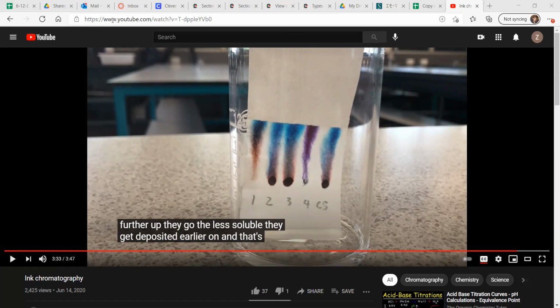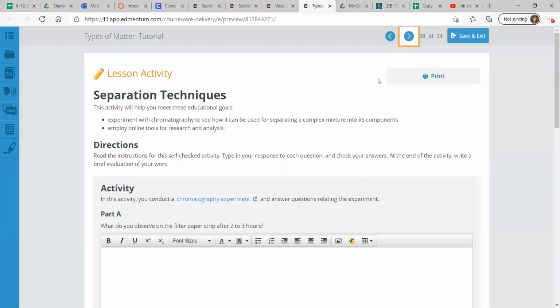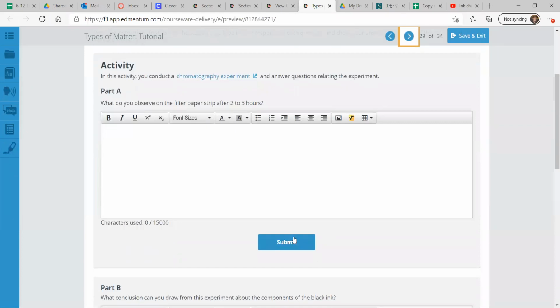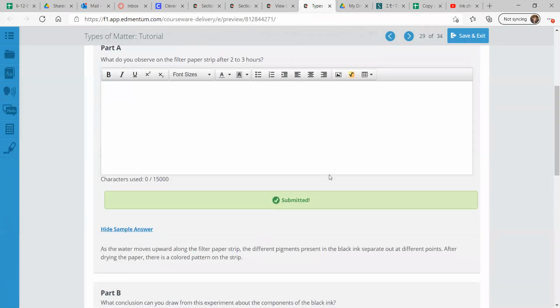So that's a pretty cool video. Very easy to show you what they mean by how different things are soluble at different levels within a mixture.